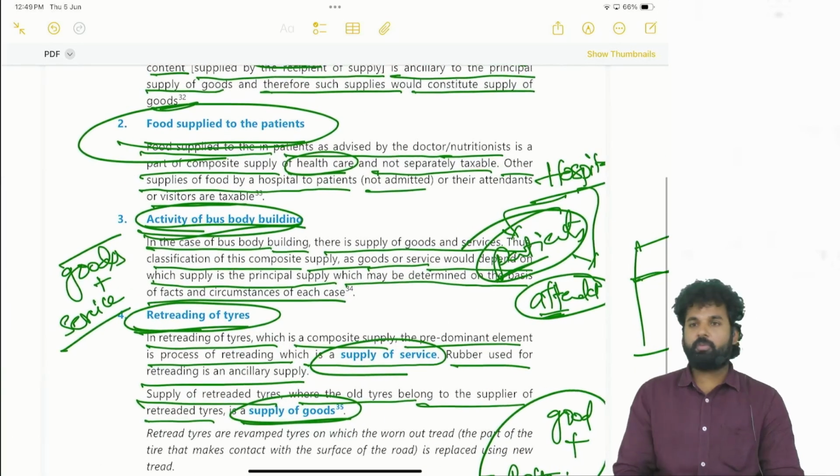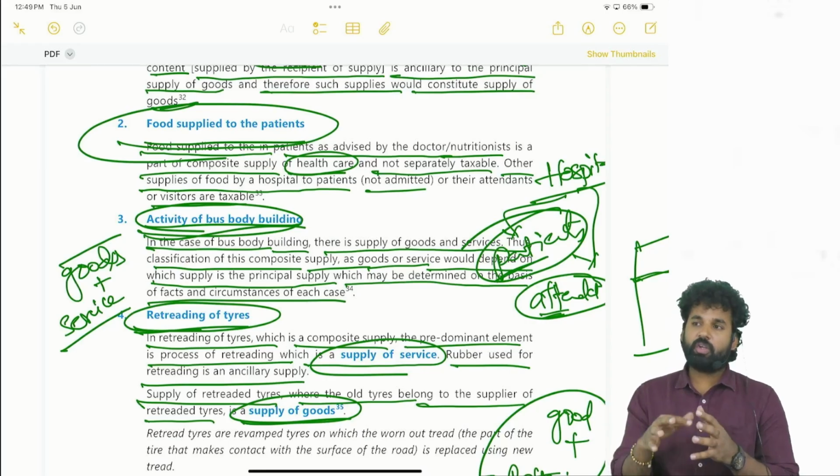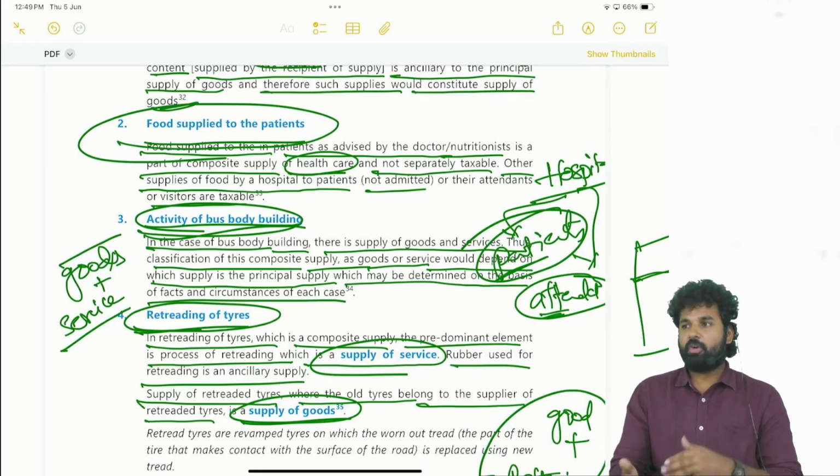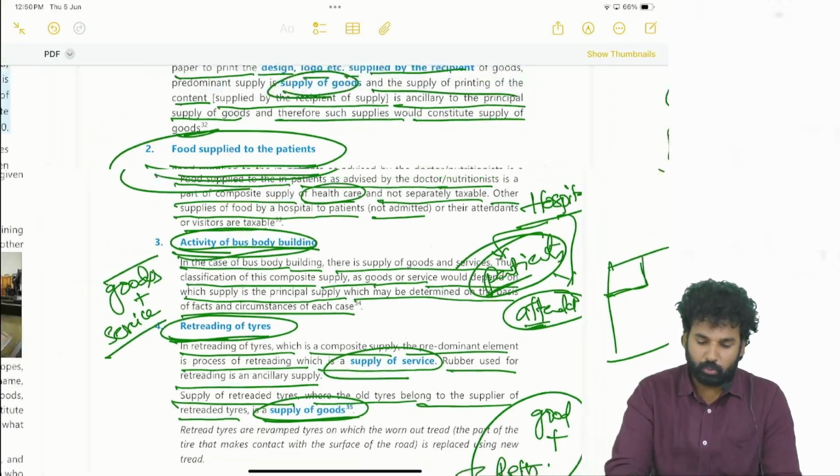Next, activities of bus bodybuilding. It has to be seen on a case to case basis, where the amount of goods involved and services involved. Which is used predominantly, which is given predominantly, based on that the bus bodybuilding activity will be treated as supply of goods or supply of service. Next, rethreading of tires. When the rethreading activity has been made on the old tires, then it is supply of service. When the old tires are replaced with a new tire, then it is a case of supply of goods.